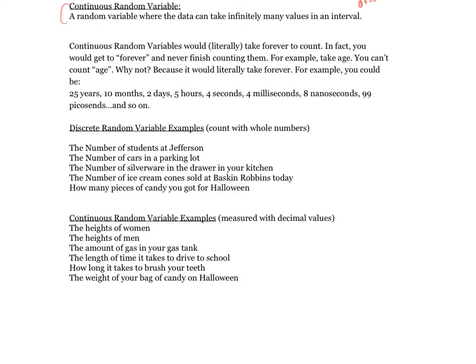Now, continuous random variables are measured with decimal values. Here are some examples. The heights of women, because you could be 5 foot 7.5 inches. The heights of men, same thing. The amount of gas in your gas tank, which is going to be some crazy decimal in gallons or liters. The length of time it takes you to drive to school, how long it takes to brush your teeth, the weight of your bag of candy on Halloween. Anything where when you measure it, you could get a long decimal answer, that's a continuous random variable. So those are the two types of variables we're going to have to be able to deal with.